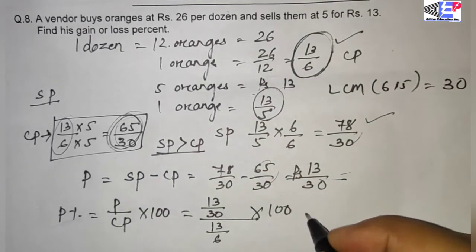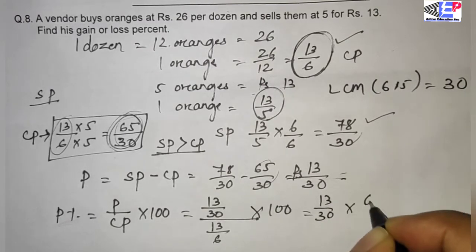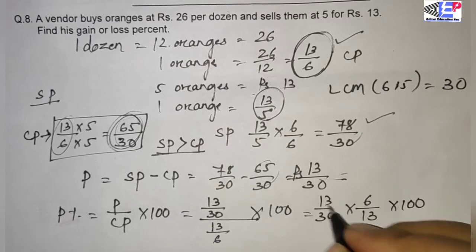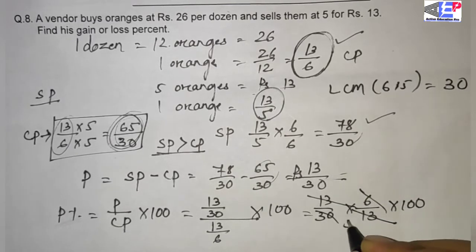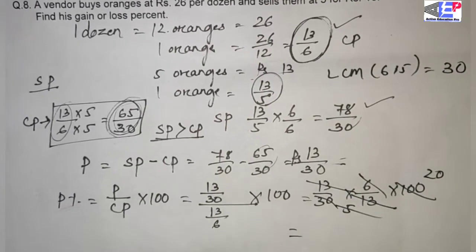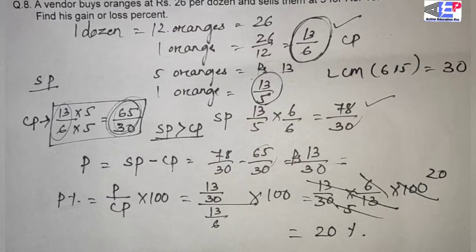So this is 13 by 6, and as per the calculation, 13 by 30 into 6 by 13 into 100. This 13 cancelled, this is 5 and this is 20. So the profit percentage is 20%. Profit percentage is 20%. Again I repeat it.